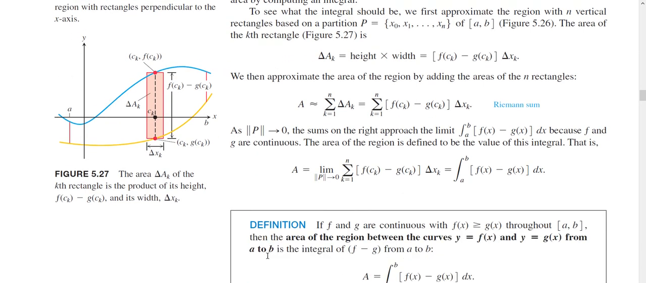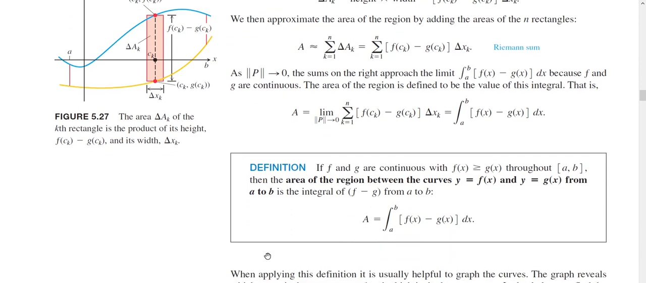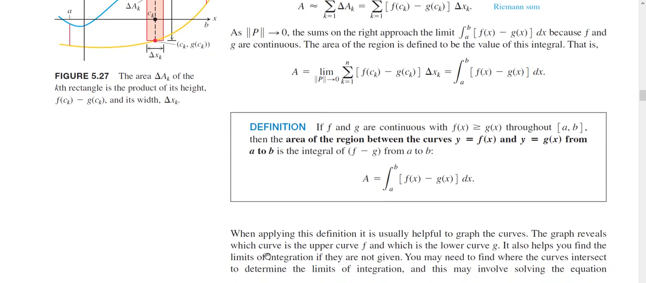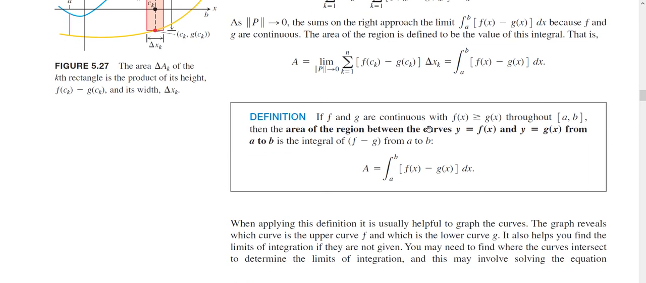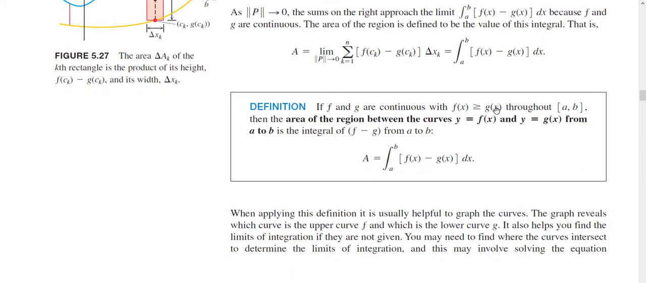Now keeping this in mind, we have the definition of area using the integral. Let f and g be continuous such that f(x) is greater than or equal to g(x). This means f(x) is the upper curve and g(x) is the lower curve throughout the interval a to b. So this condition must be satisfied throughout the interval. In case in some portion of the interval this is not satisfied, then we'll have to do some manipulations to make it happen.